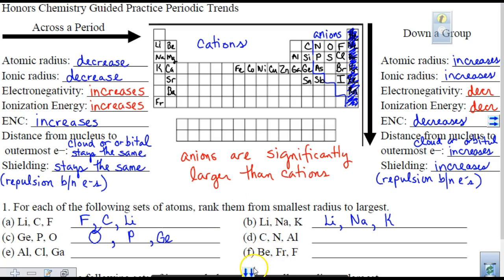Alright, for these next three, you can pause the video in between the answers so that you can try to work these out yourself. For D, you're comparing the atomic radii of carbon, nitrogen, and aluminum. So pause your video and see if you can get the answer. Okay, so aluminum is the element that is located farthest to the left and the lowest down, so we know aluminum is going to be the largest of the three.